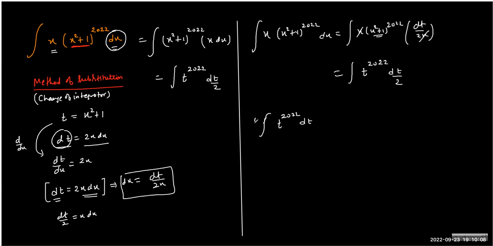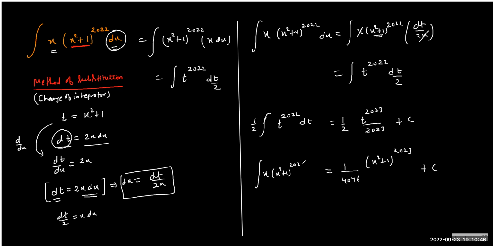And 1 by 2 is a constant, so we can take it out. And we all know the integration of this. What is the answer? Tell me, guys. The integration of t raised to 2022 is t to the power 2023 upon 2023. Correct. Let's see. And now we can substitute back the t which we started with. So 4046, and what was t actually? So now you know the answer for this kind of integration.